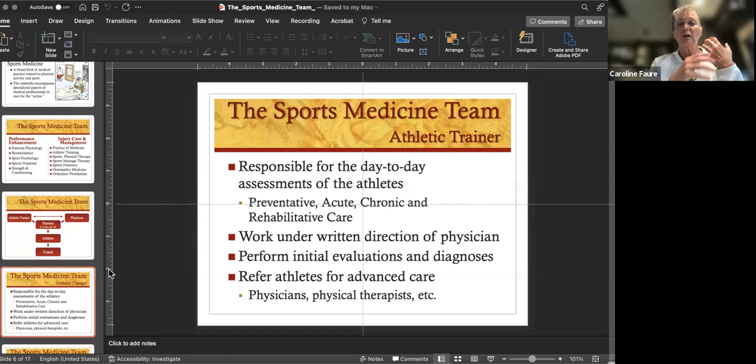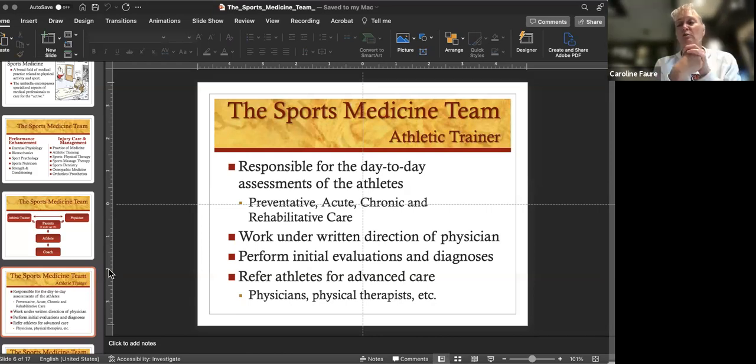When we talk about acute and chronic injuries, an acute injury is something that suddenly happens. So think about that basketball player that may be going for a breakaway layup and gets undercut and maybe sprains their knee, sprains the MCL of their knee. That would be an acute injury. It happens suddenly as a result of contact.